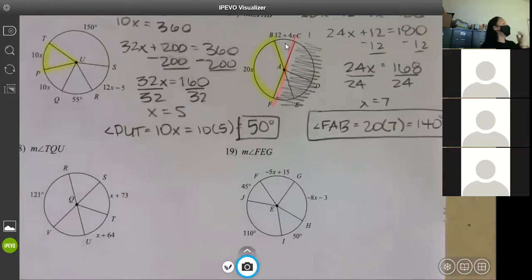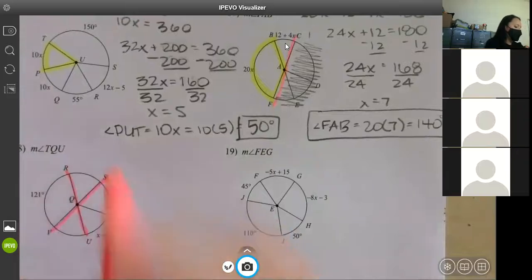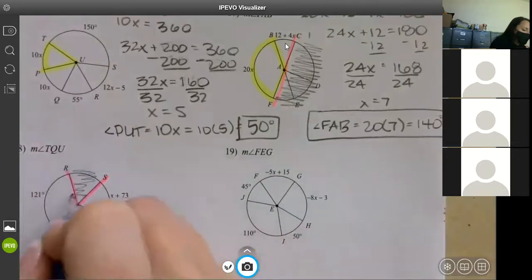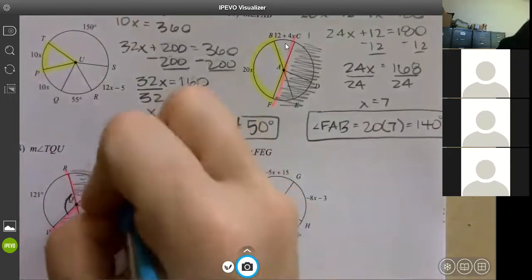What did I give you on 18? You guys see the diameters? You're going to use them. It just depends on how. It's either going to split it in half, or it's going to make the X angles, the vertical angles. Since we don't have angles here or here, what do we know about these two? They're the same. So you're going to set them up as the same.